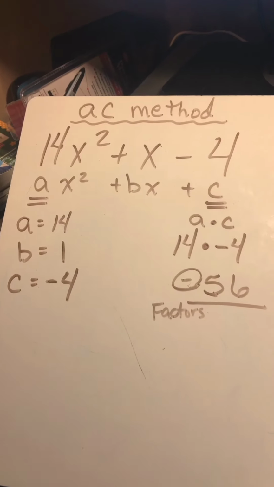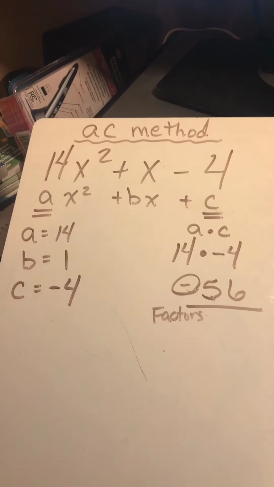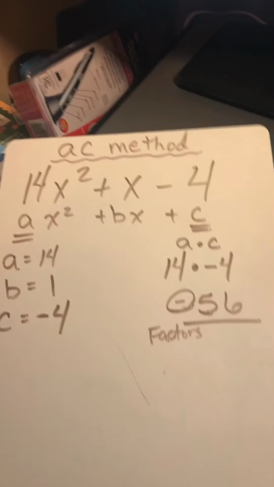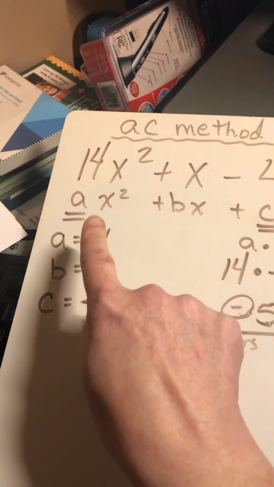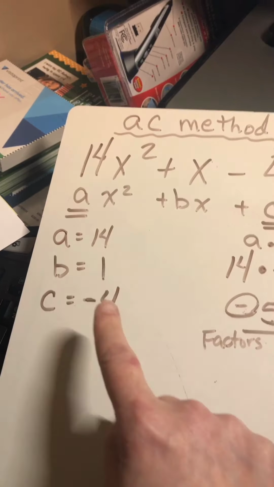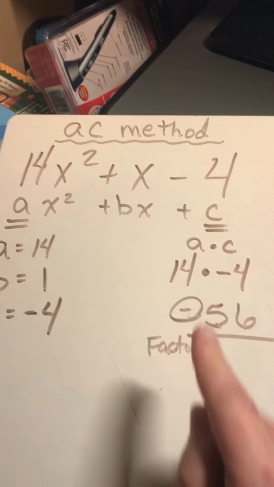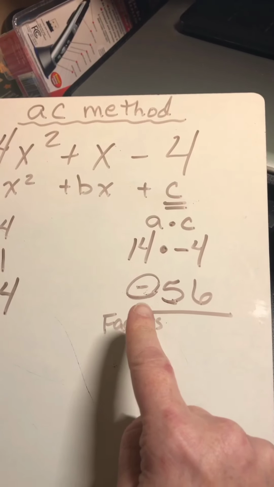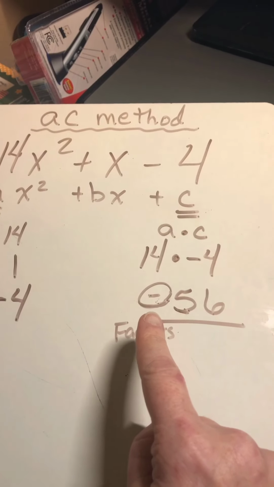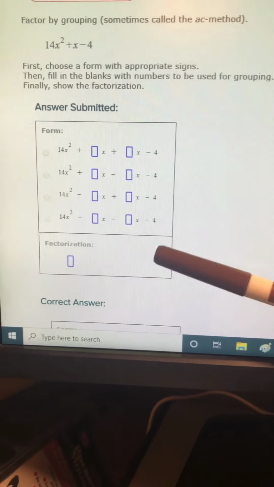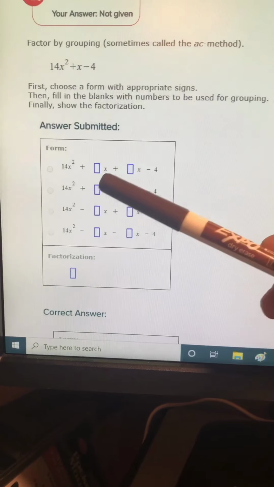Okay, so the quadratic equation, standard form, is ax squared plus bx plus c. So the AC method is taking the a value and the c value and multiplying it. So in this case, your a value is 14 and your c value is negative 4. So 14 times negative 4 is negative 56. Because there's a negative there, that means that your factors, one has to be positive and one has to be negative. Okay, so automatically in this box, you know it's not this one that's double positive.